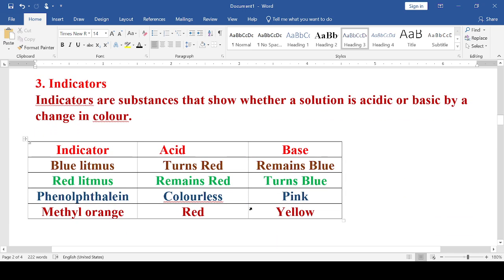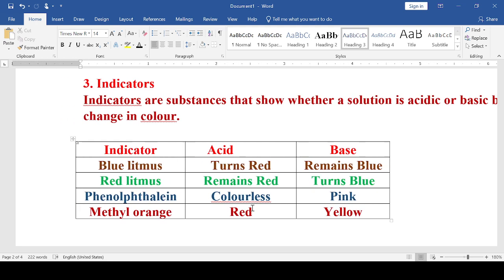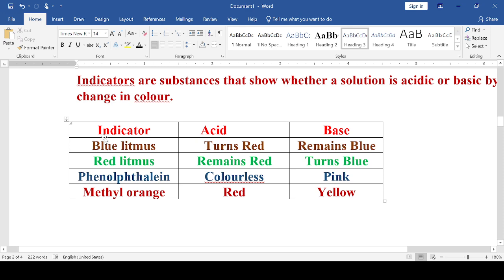Indicators. What are indicators here? With the help of indicators, I can check whether a substance is an acid or a base. How? By the change in color. With blue litmus, an acid will turn it red. With red litmus, a base will turn it blue.